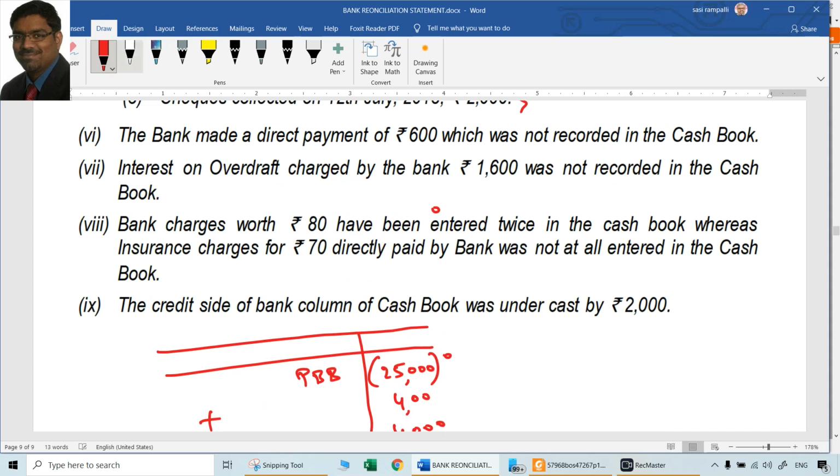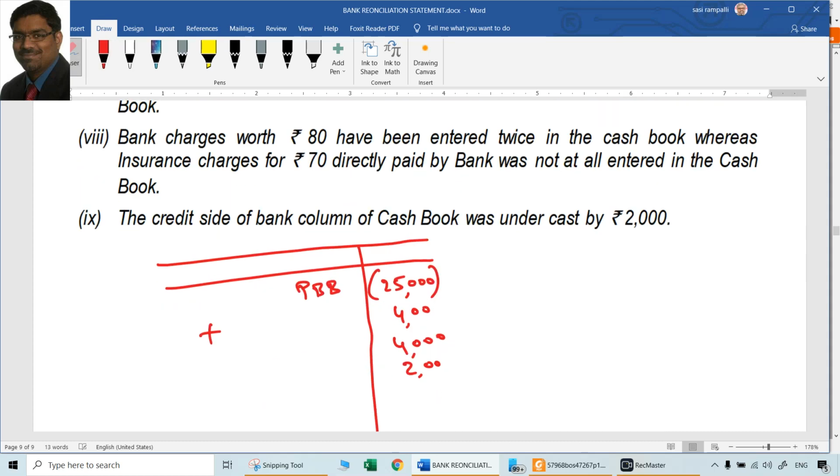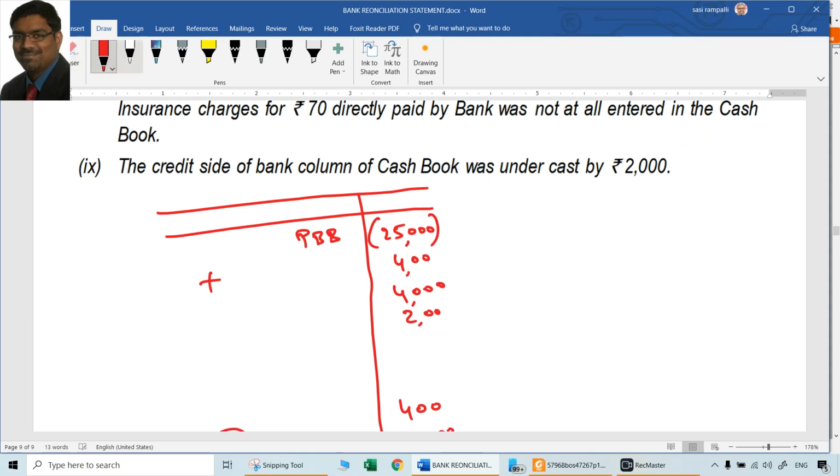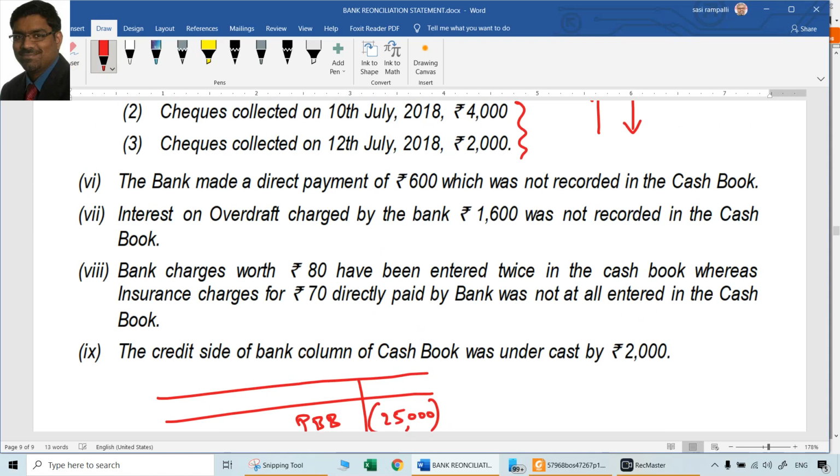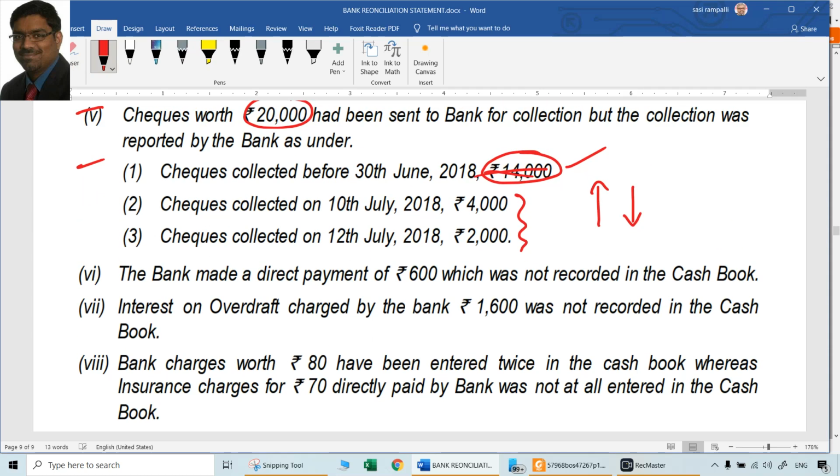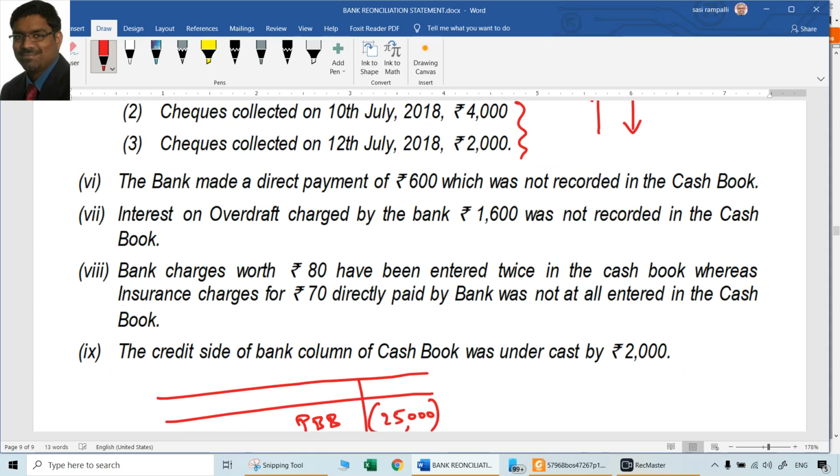Since passbook balance is already low, we have to add that 4,000 and 2,000. 4,000 and 2,000 both have to be added because they are not yet collected by the bank, because of which the passbook balance would have been lower. So we have to add it now.